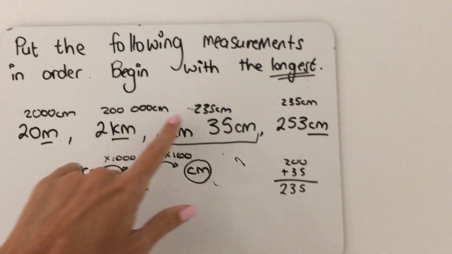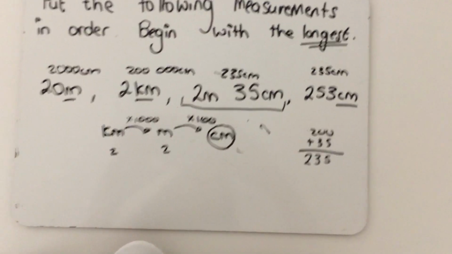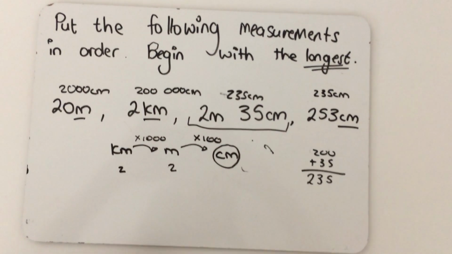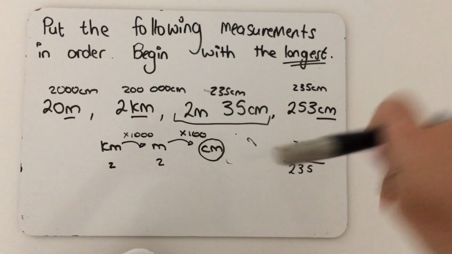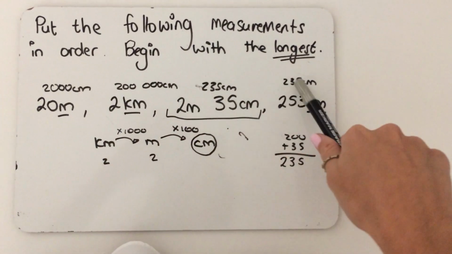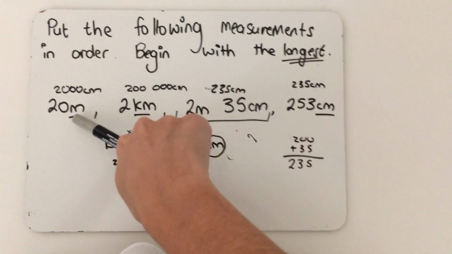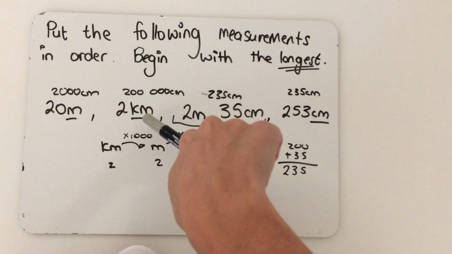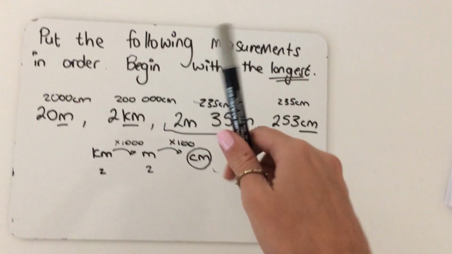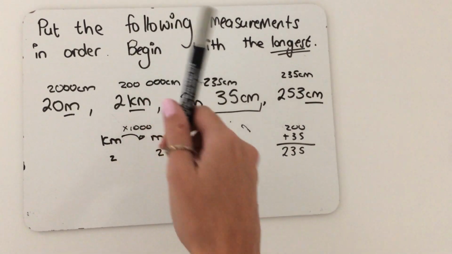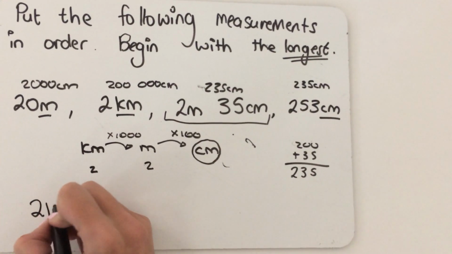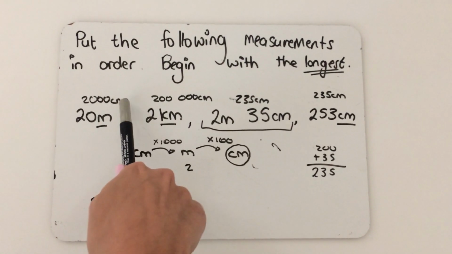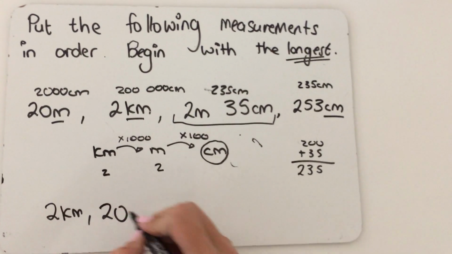Now that all of them are in centimeters, it's very easy for me to see which is the longest. The biggest number is obviously the longest, and which is the smallest. When I write my answer, I have to write my answer not using my converted numbers, but the original numbers. These are the numbers that the question gave to me, so I have to answer the question using the numbers that the question gave. My longest one, quite clearly, is 200,000 centimeters, so I'm going to say 2 kilometers first. Then, next is going to be 2,000 centimeters, which is 20 meters.